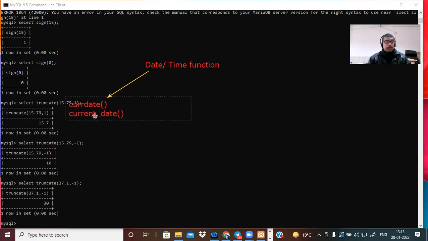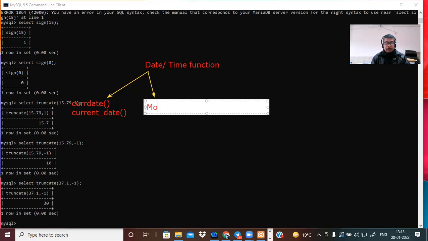First, I have written about the cur date. Second, we will learn about month. It is very important. Questions will come from this month. Then we will learn about month name.